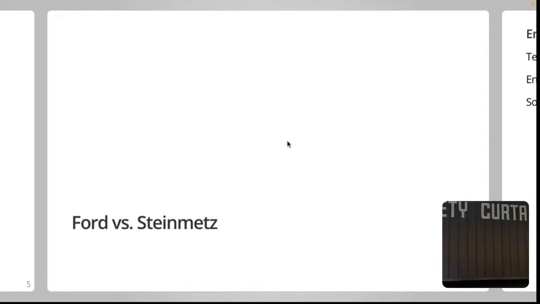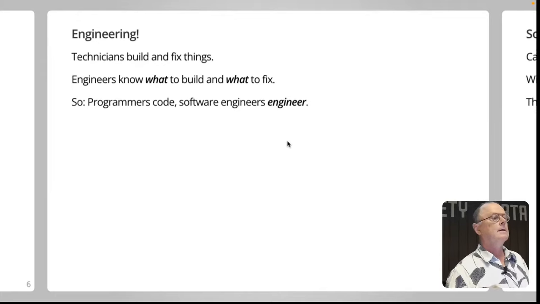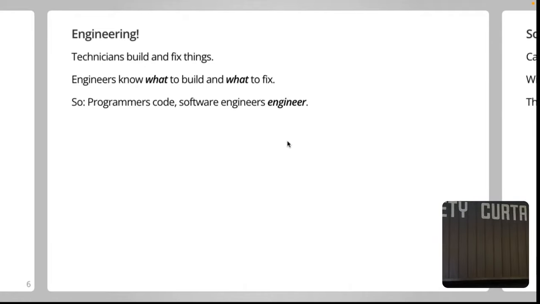So Henry Ford was not paying Steinmetz to fix the thing. He paid him to tell him what needed to be fixed. That's the difference. And it's a really important difference. Technicians build things. Technicians fix things. But engineers, they can do that too, but they know what to build. And they know what to fix. And that's actually much harder and much more important.